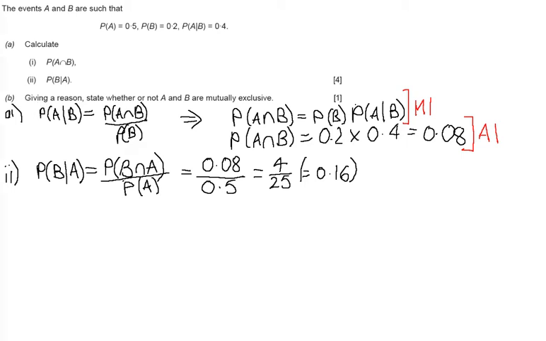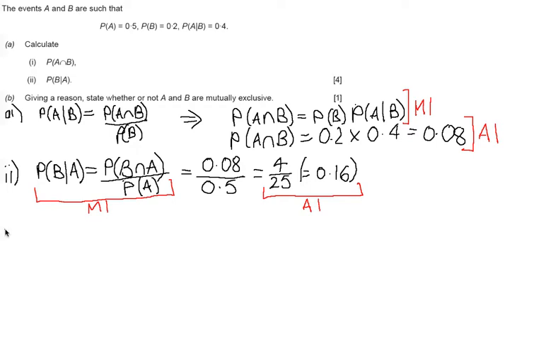Okay, so how do I get my marks in this question? First of all, we get a method mark simply for stating that the probability of B given A is the probability of B intersect A over the probability of A, and then we have an accuracy mark for actually finding that the probability is 4 over 25 or 0.16.